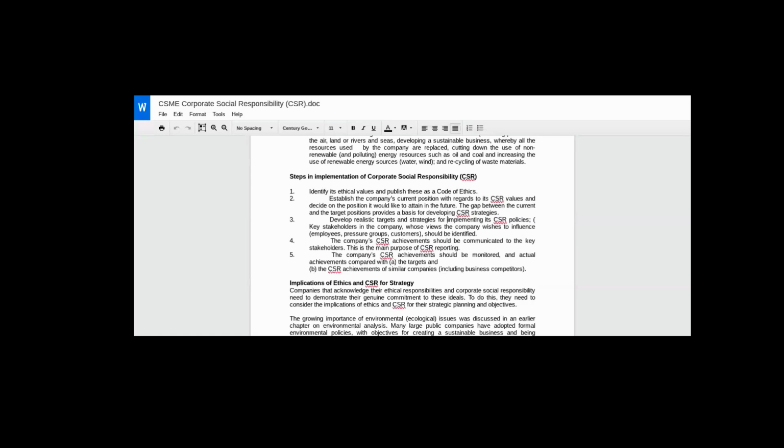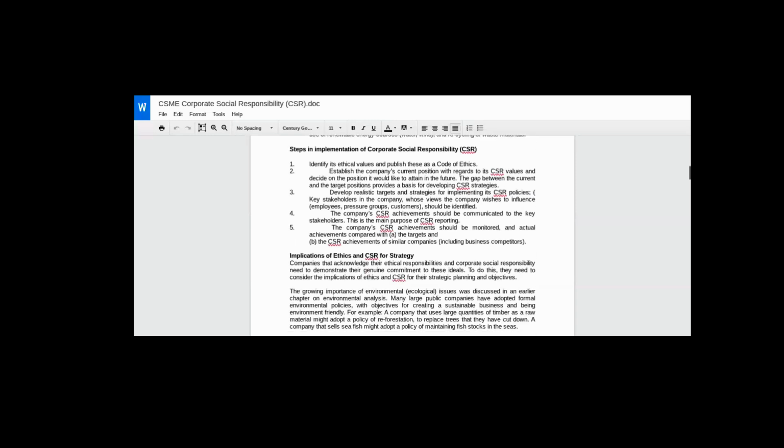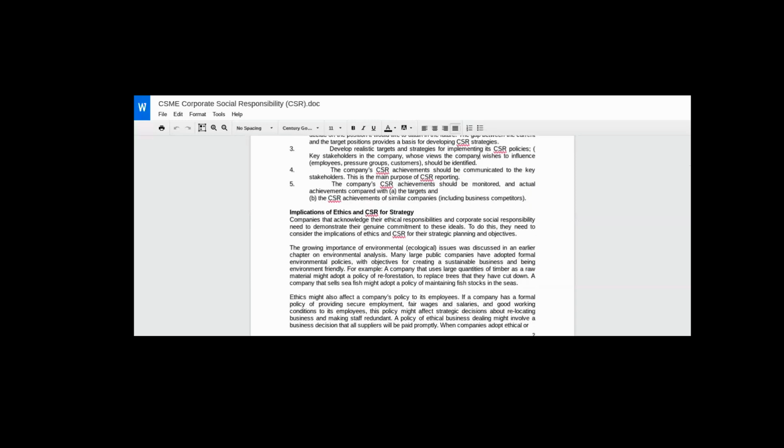In number 4, the company's CSR achievement should be communicated to key stakeholders. It's one of the basic requirements. Even when we are doing our AGM, there must be a report on CSR. So government should look at all these areas, because some of the areas of CSR are tax exempted. So number 4 is telling us that we must communicate our CSR achievements.